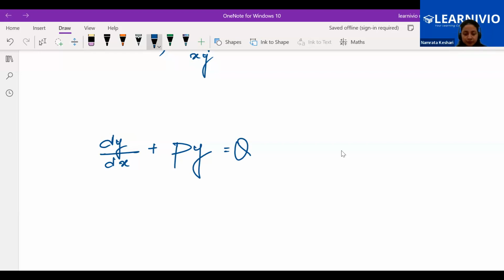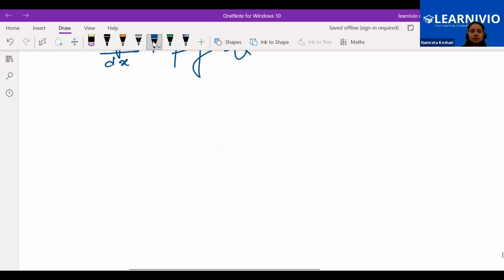Okay, ma'am. Is this the last topic of the lesson? Yeah, in your NCERT, is it the last one? Yes, ma'am. So this is the last one. Once you understand this concept, that means you are done with the whole calculus, right? Yes, ma'am.